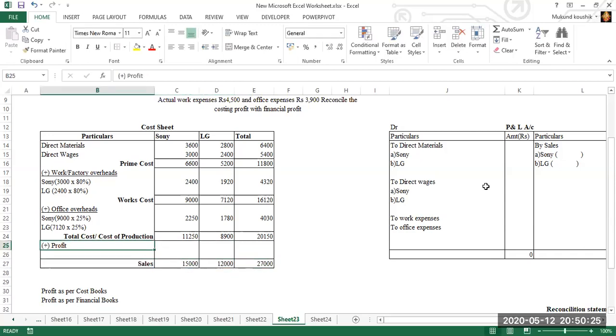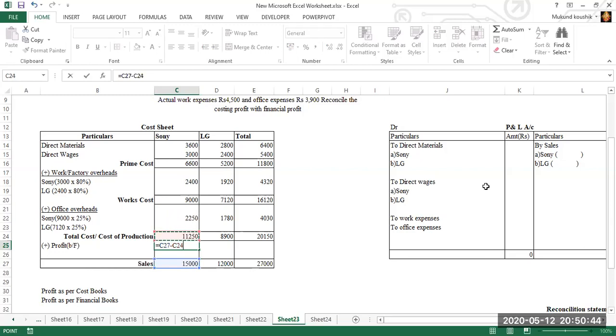Now, in this case, the profit will be your balancing figure. Whatever balancing figure you get, that is the difference between your total cost and sales, that will be your profit in this question. For Sony, the profit will be sales value of 15,000 minus total cost of 11,250. So 3,750 is the profit of Sony. In case of LG, it will be 12,000 sales value minus 8,900 total cost, which is 3,100.